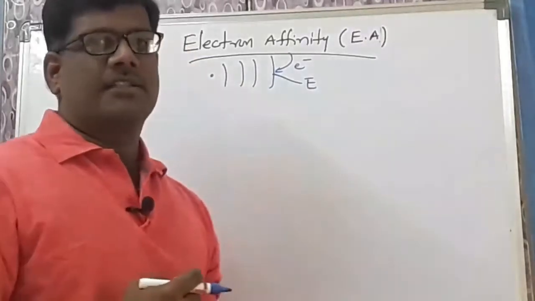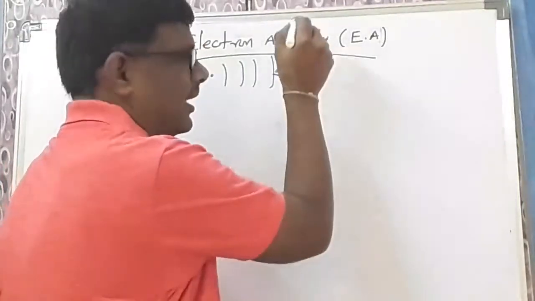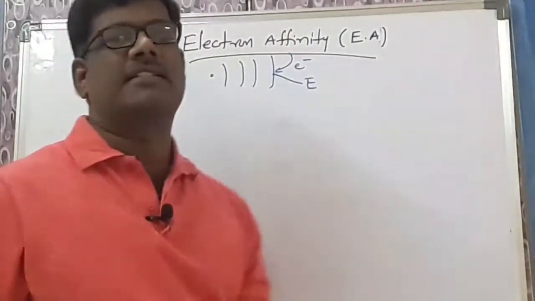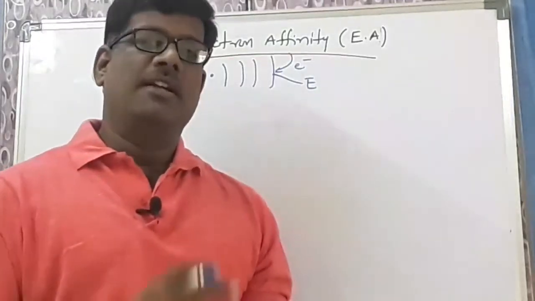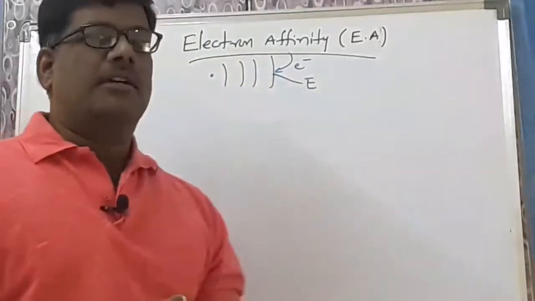Yesterday we discussed the ionization potential. What is the ionization potential? The amount of energy required to remove the electron from the valency shell. Now I am adding the electron, energy releases. That's why the amount of energy released when an electron is added to the valency shell of a neutral gaseous atom is called the electron affinity.